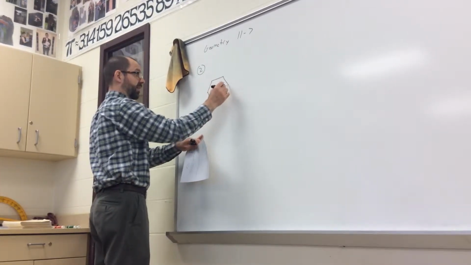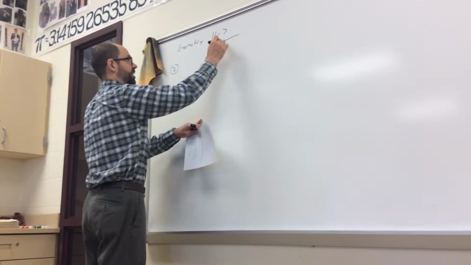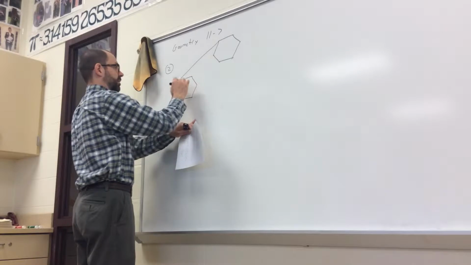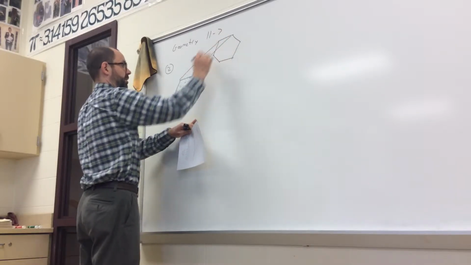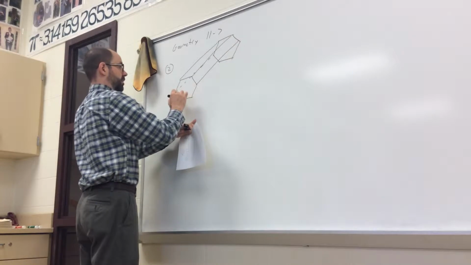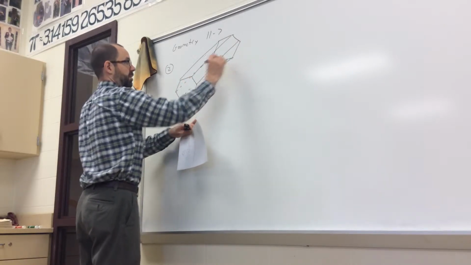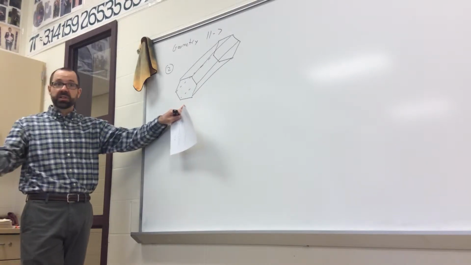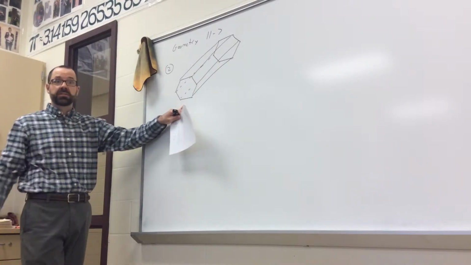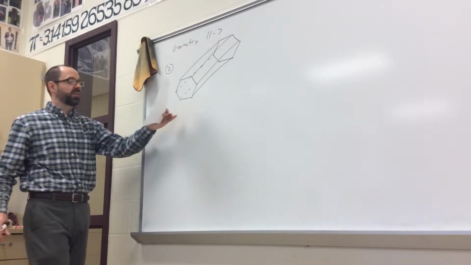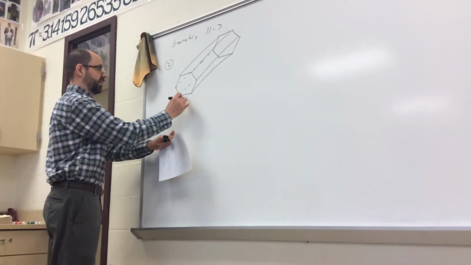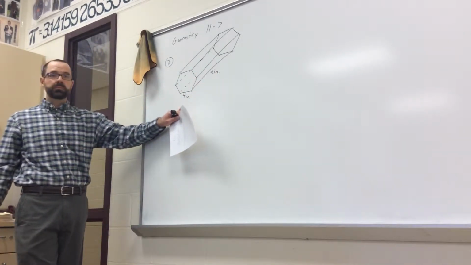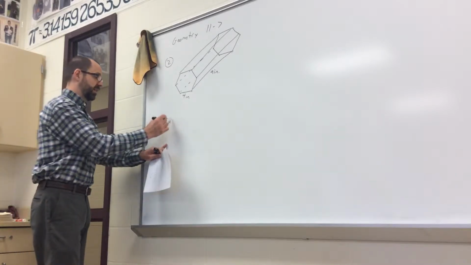It's got a hexagon in the front. It's got a hexagon in the back. So now you can kind of see it. Still not good, but see the hexagon in the front, hexagon in the back, and then rectangles connecting? Yeah? All right, thank you. So then this is 4 inches here, and this is 9 inches there. And part A says find the volume.